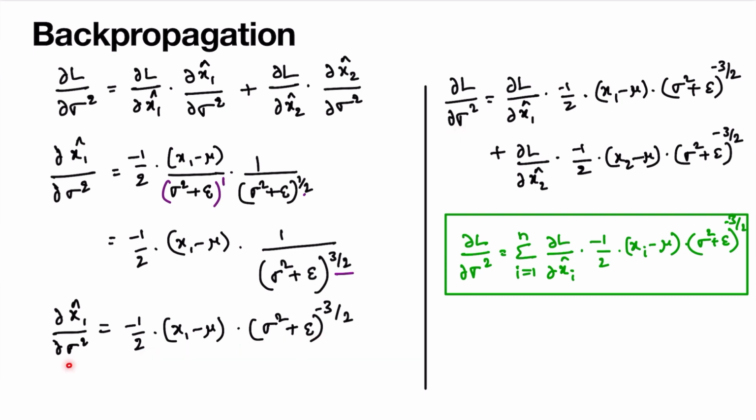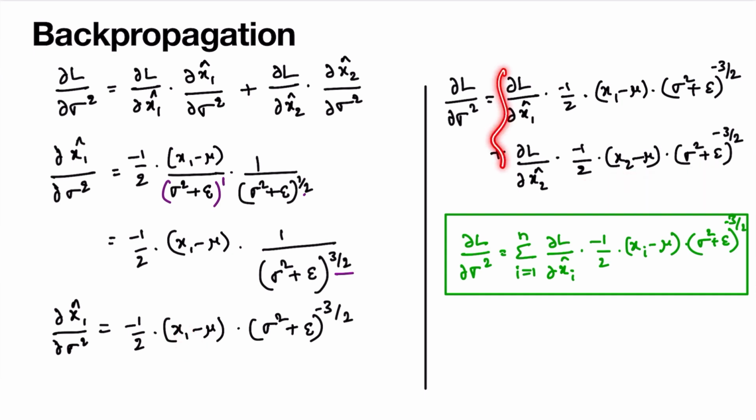For x1, this is the one, but I need to do the derivative of loss with respect to sigma square, which is a combination of x1 and x2. So I am substituting this expression here for x1, and the same expression will be there for x2. Only in place of x1 here, it will be x2 like this. So the same expression I am substituting here.